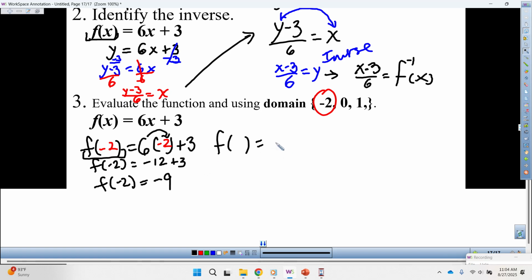F of. But now, I'm going to skip the 0 and go all the way straight to 1. Share with the neighbor what you got for f of 1. What you get for f of 1? Then Jaime's going to pass someone. F of 1.